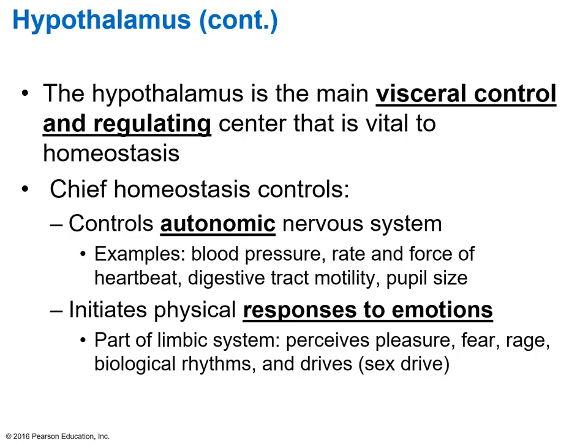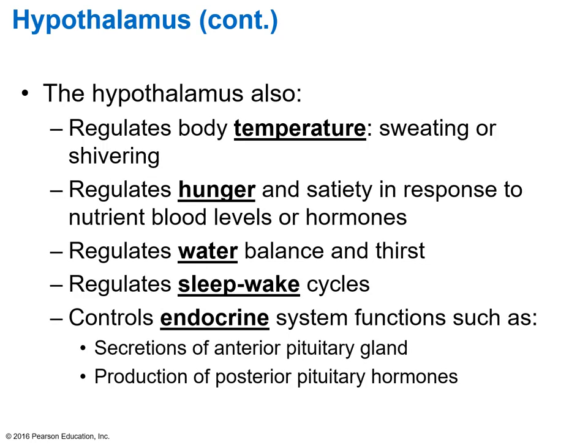It helps to control the autonomic nervous system, regulating things like blood pressure and heart rate. What's the size of your pupil, allowing light in? It is part of the limbic system, so it is going to respond to emotions. It can perceive things like pleasure, but also fear. The hypothalamus is going to help regulate temperature and hunger. Are you full or are you feeling hungry? Water balance, sleep-wake cycles.